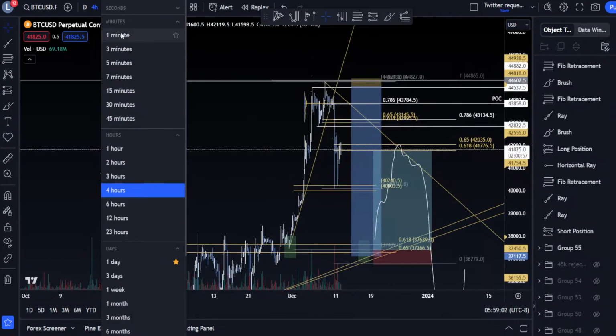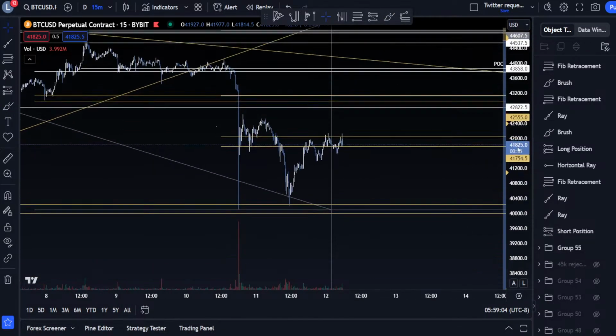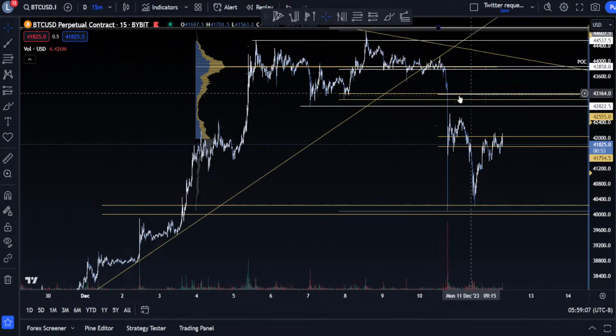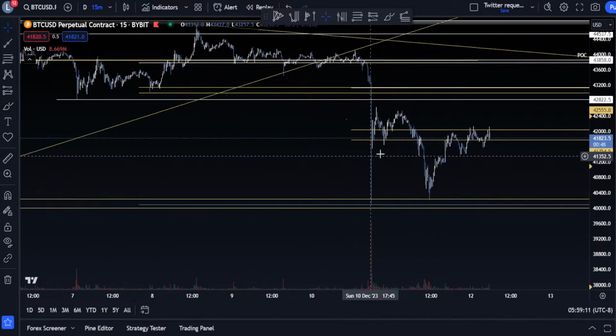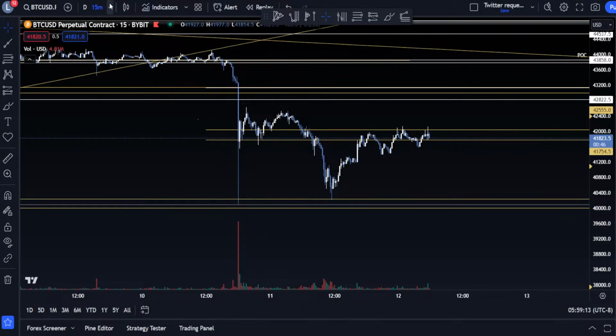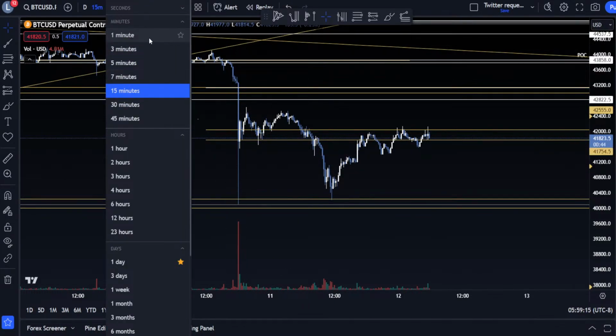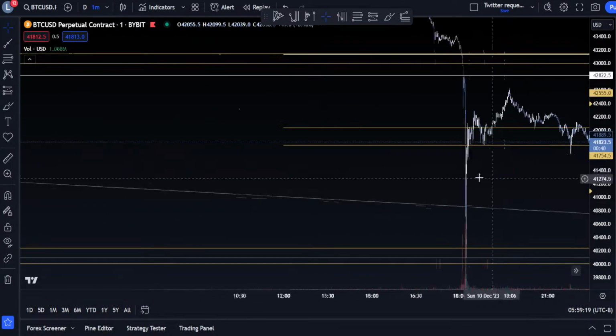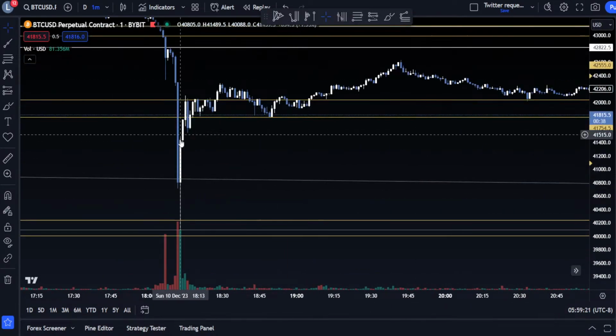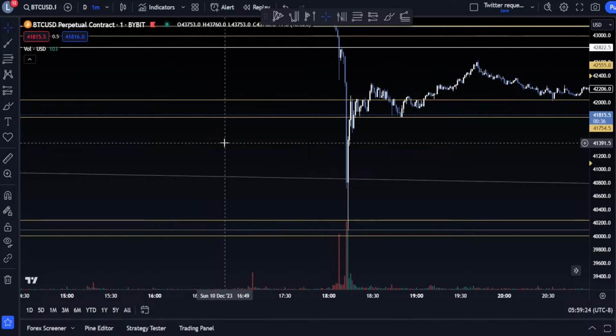We will look at some alts as well. Look at ETH next. What is a wick? This is a wick. We had this big wick left behind. So in the Discord the other day, this is the 1 minute chart. This happened very quickly, just straight down, straight back up.